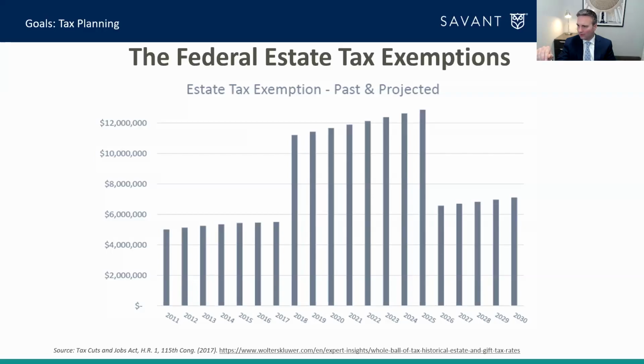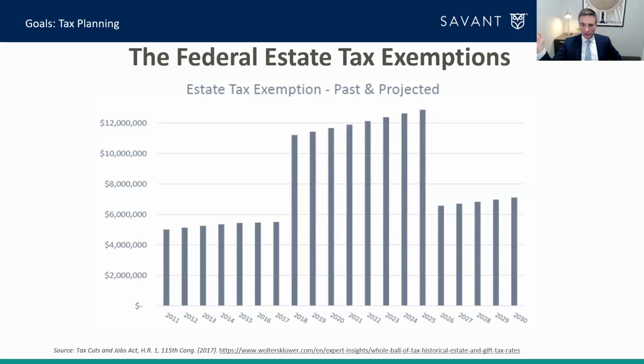So here's a chart of the estate tax exemptions from 2011 through 2030. There's some projections there. But the estate tax exemption is the amount of money that you can leave to your loved ones or your beneficiaries without incurring federal estate tax. And right now in 2025, each person has a $13.99 million federal estate tax exemption, which means that if you're a married couple, you can pass just under $28 million in asset value to your family and other loved ones without any federal estate tax.